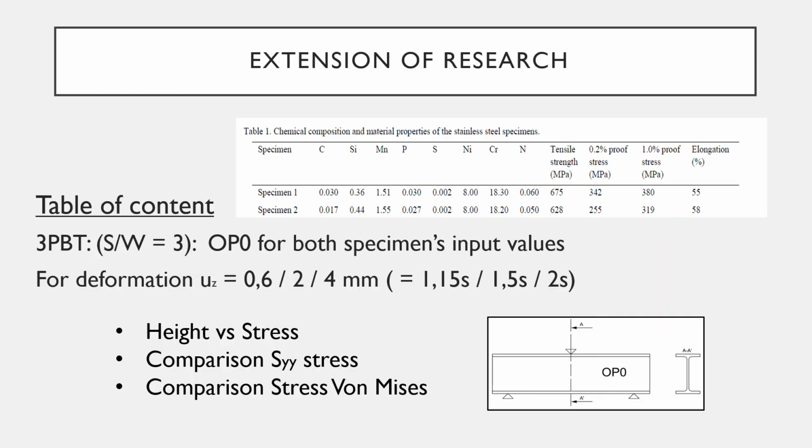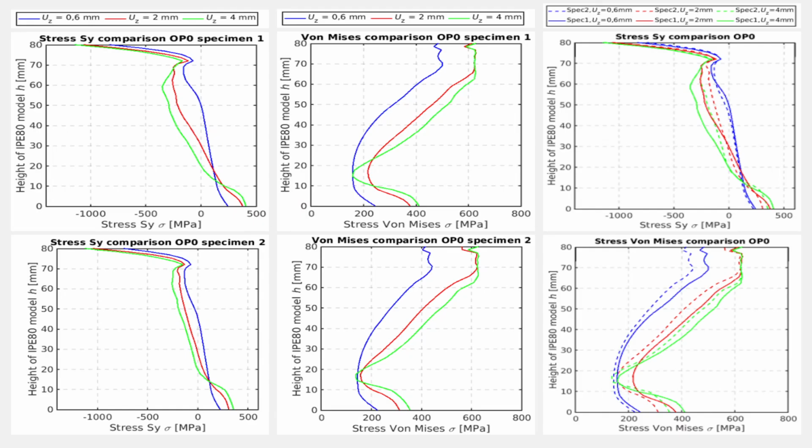Now in extension of the research, the same deformation steps 0.6, 2, and 4 millimeters will be examined for option 0 for both specimen input values. Here you can see the comparison graphs for stress SYY and the von Mises stress at points UZ equal to 0.6, 2, and 4 millimeters, and this for specimen 1 and 2. And at the right you can see the comparison between these. As you can see, the stresses for specimen 2 are lower for the SYY stress and von Mises stress as well. They're lower than for specimen 1.